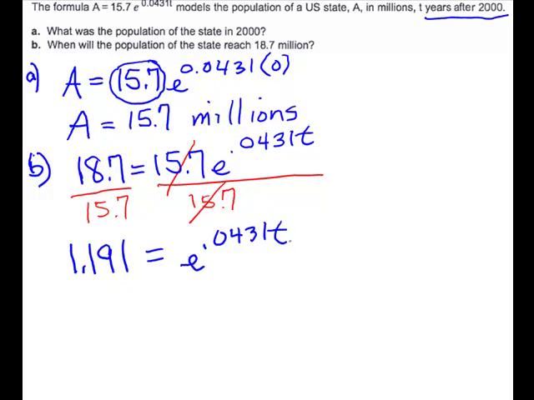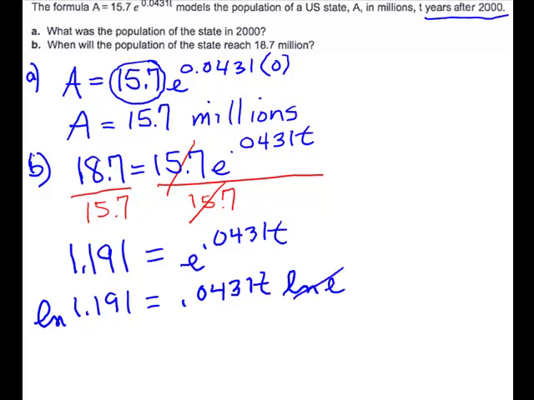Now you're ready to take the natural log of both sides so that this exponent will come down. So I have the natural log of 1.191 equals 0.0431t times the ln of e. The ln of e, remember, is 1, so that will just divide out. And then we're going to divide on both sides by 0.0431. And that will give us just our t.